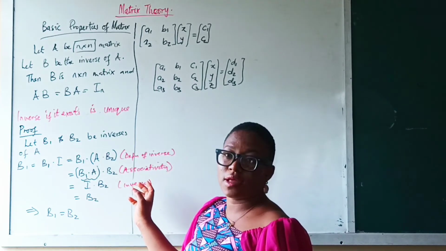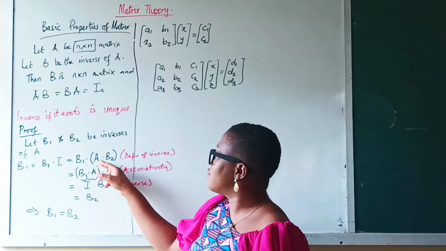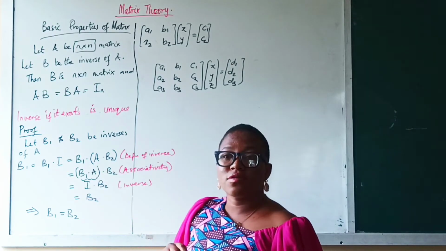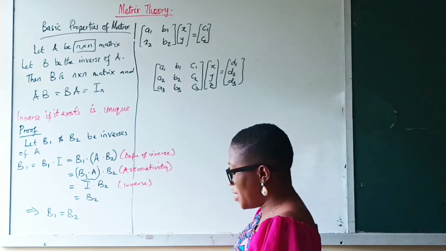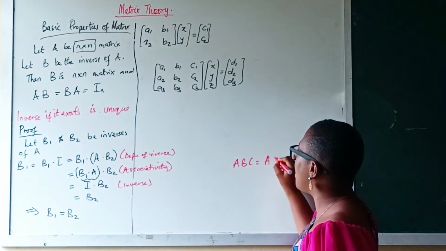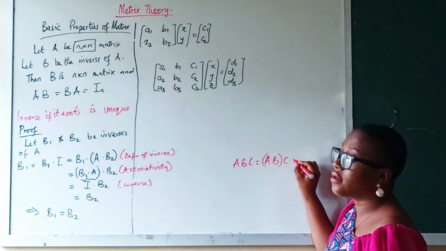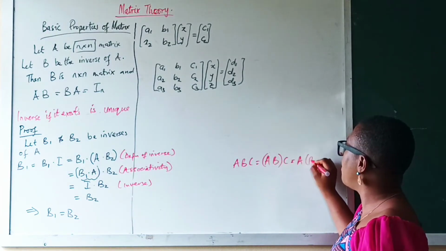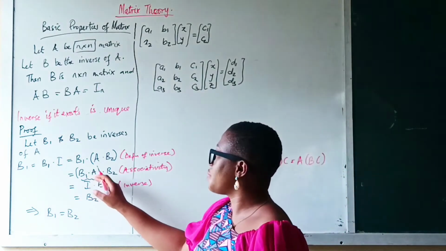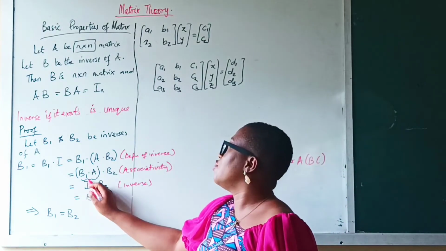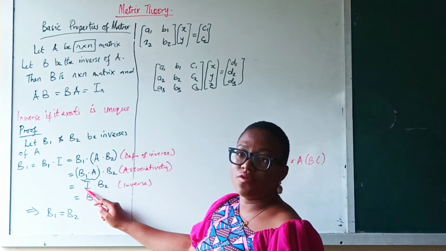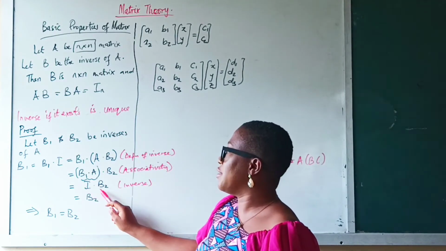Do you understand? So I now wrote that this is equal to this. Then the associativity property: we remember that if you have (A B) C, it is equal to A (B C). So I just move the brackets. Then I looked up, this is the I, my definition of inverse, and I times B2 is still B2.